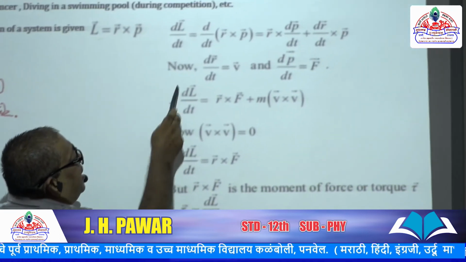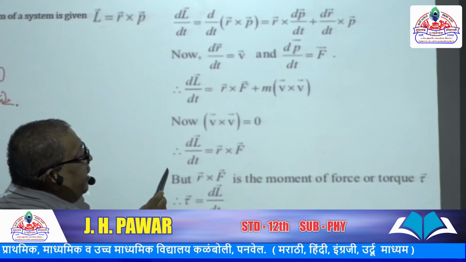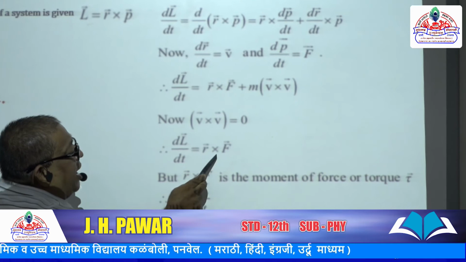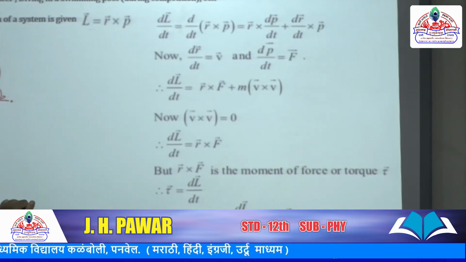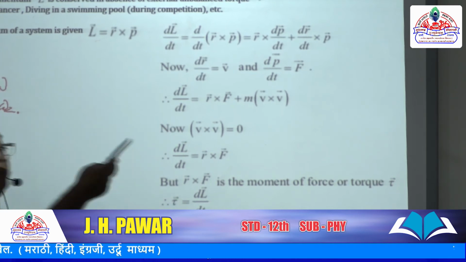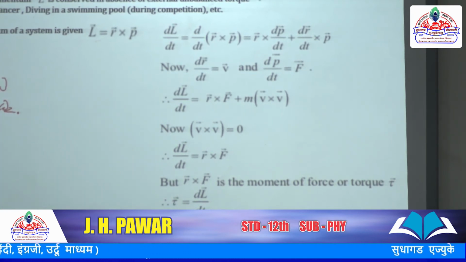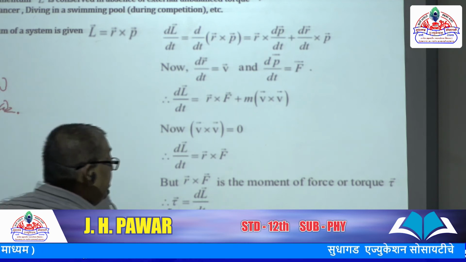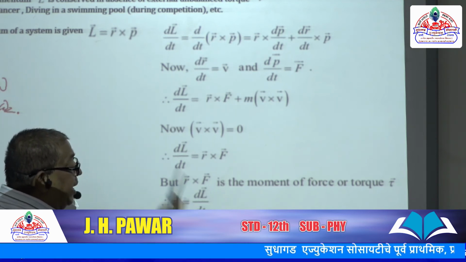So you can take here dL by dt equals vector r cross vector F. But we know that vector r cross vector F is the moment of force, which is also called torque. So this is a torque, equal to dL by dt.